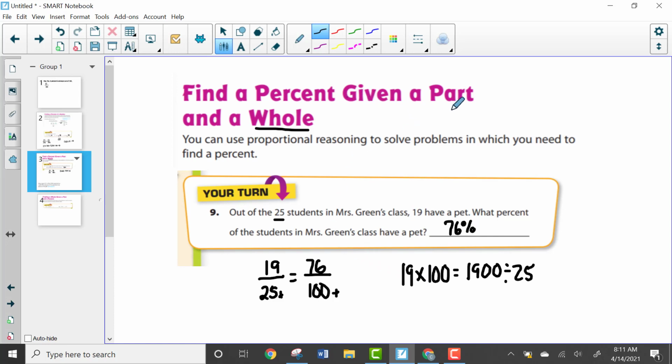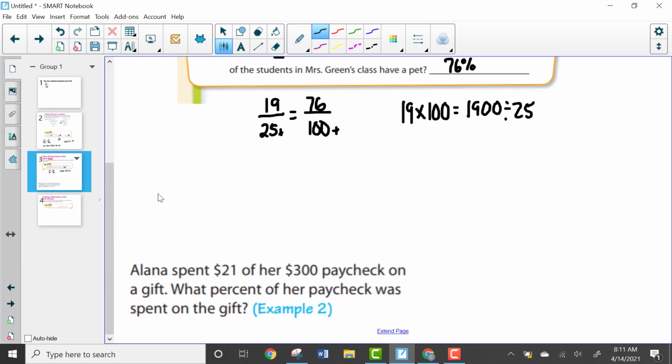So we've been given a part. That's always going to be the numerator. The whole is going to be the denominator. Setting up as a proportion, the denominator will always be 100. Why is that? Because remember, a percent is always out of 100. So let's take a look at another one here.